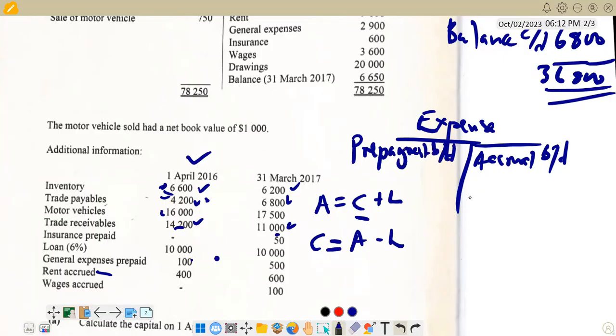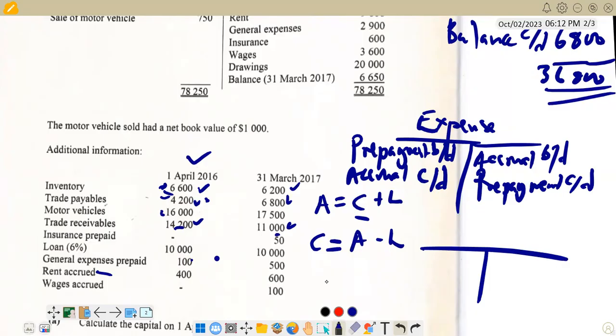Prepayment PD will be on the debit side, and then accrual at the end of the year, which is the CD, will be on the debit side. Accrual CD, then prepayment CD will be on the credit side like this. So this is something that you just have to take note of when you're calculating the figure that's supposed to be charged in the income statement for an expense. So here, this is what we are going to employ to find the figure for rent.